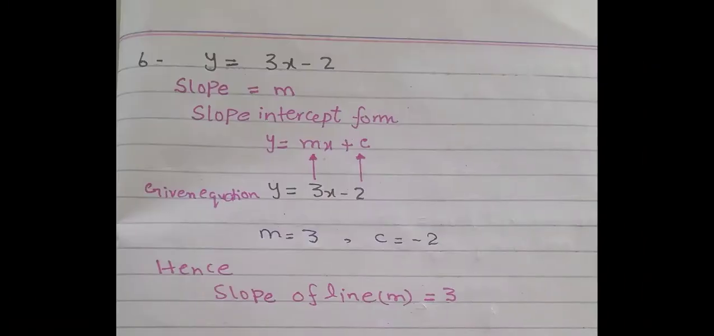Our next question is y is equal to 3x minus 2. Slope is m. The slope intercept form equation is y is equal to mx plus c. Again we write the given equation, y is equal to 3x minus 2, and by comparing we get m is equal to 3, which is the slope, and c is equal to -2, which is the y intercept. So the slope of this line is 3.